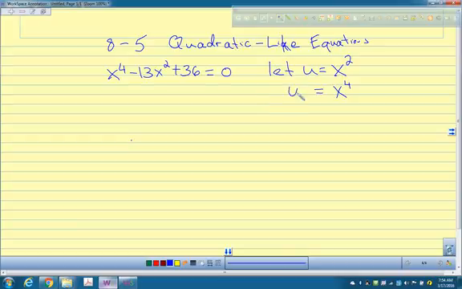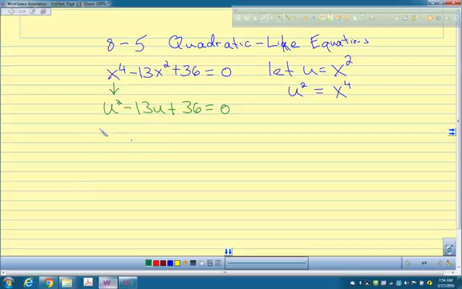So once you know what you let U equal to, which is usually this second thing right here, because they're all going to be a little bit different, then U squared is x to the fourth. So then I could rewrite this equation with this being U squared, this being minus 13U, and this being plus 36. Do you guys understand what I just did? Yeah. Okay? That's called U substitution.